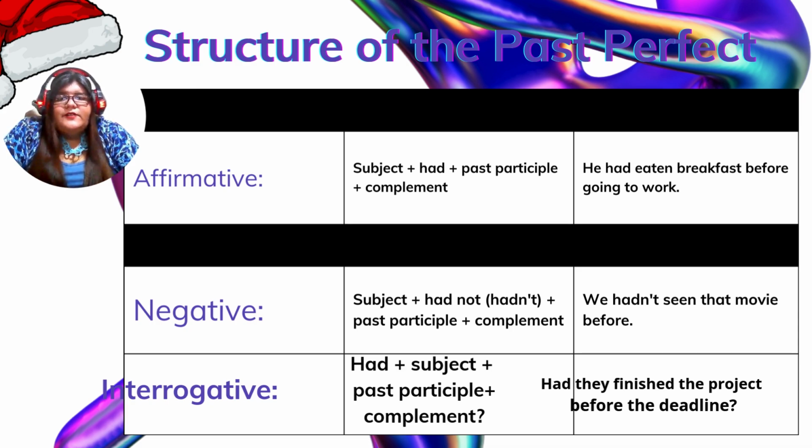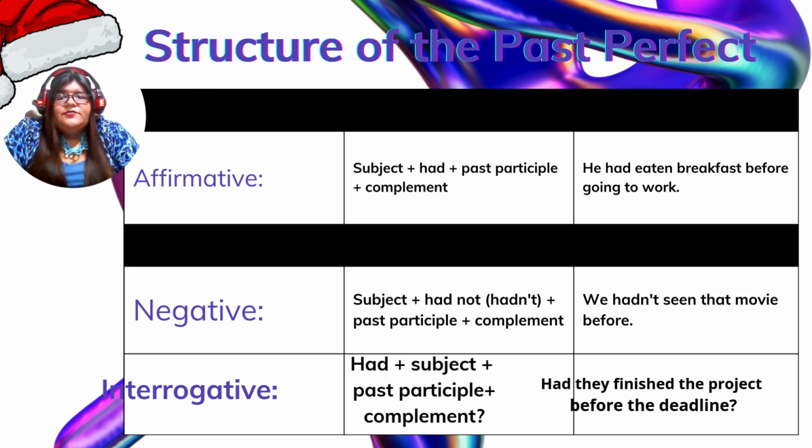In negative, we have the subject plus auxiliary verb had and not when we want to deny something, right? You can say had not or hadn't, plus the verb in past participle plus the complement. For example, we hadn't seen that movie before. I'm denying that I did this action, right? We hadn't seen that movie before.